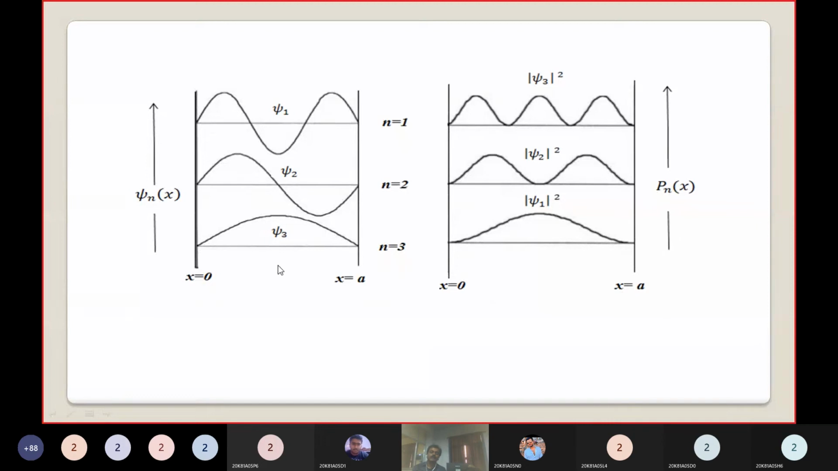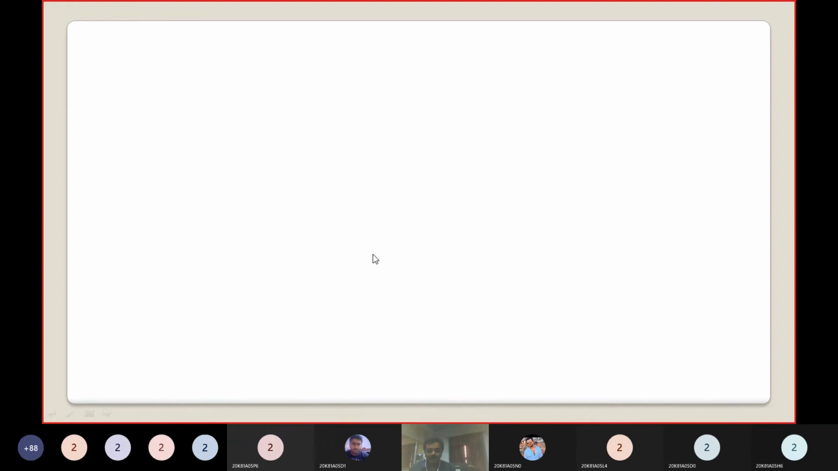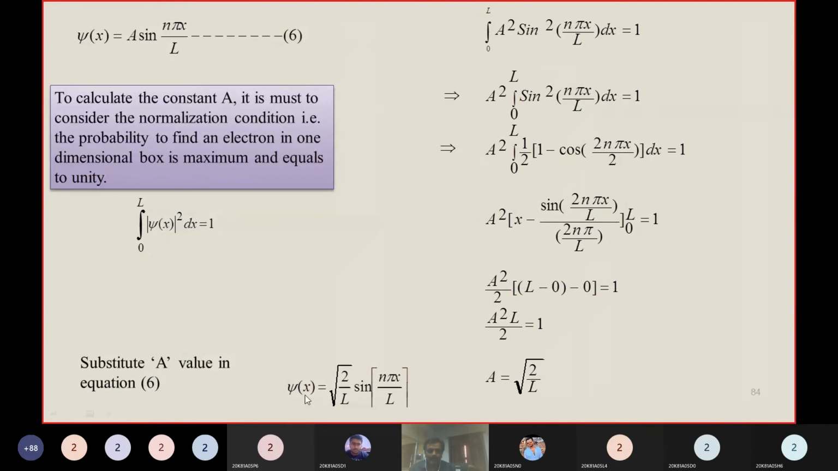See here, this is the lower boundary, this is the upper boundary. Actually this is psi 1, this is psi 2, this is psi 3. The mention here is wrong, so this is n1, this is n2, this is n3. So if n equal to 1, that means psi of 1, wave will be like this. We are calculating psi of x equal to under root of 2 by L, sine n pi x by L. Instead of n we are taking 1, 2, 3, and so on.